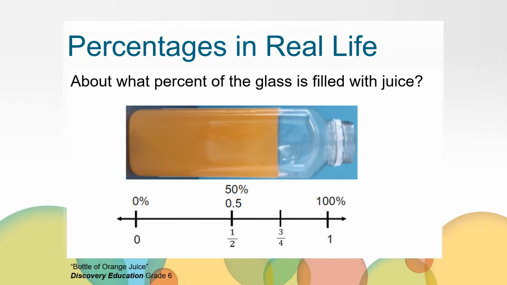So if I know that the juice is 3/4 of the way full, how can I name this amount as a decimal and a percent? Well, let me go back to what I know about money. I know 3/4 can be written as 75 cents. So I know 3/4 is equivalent to 0.75 or 75 hundredths. Percent means per 100. So 75 per 100 can be written as 75%. So when we think about estimating what percent of the glass is filled with juice, it's about 75% of the way full.